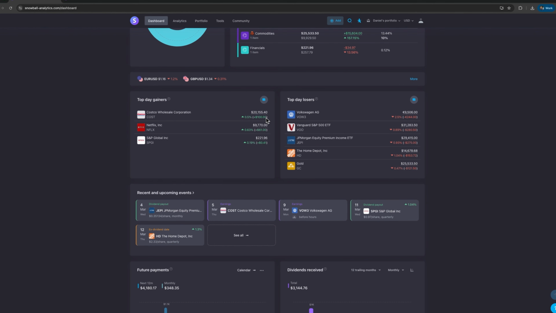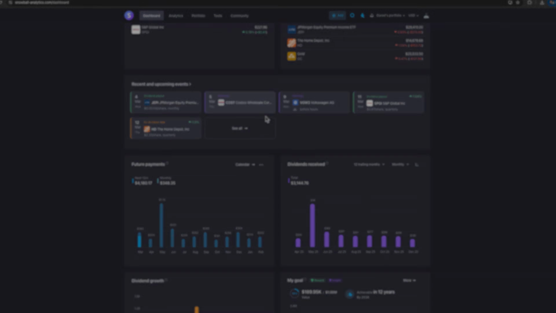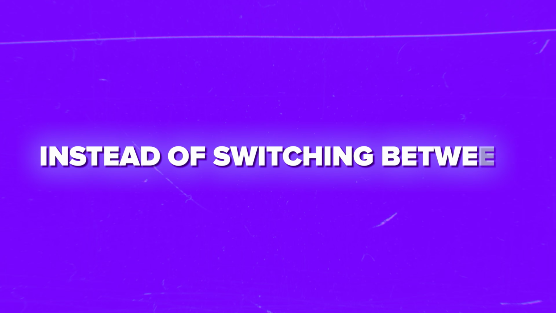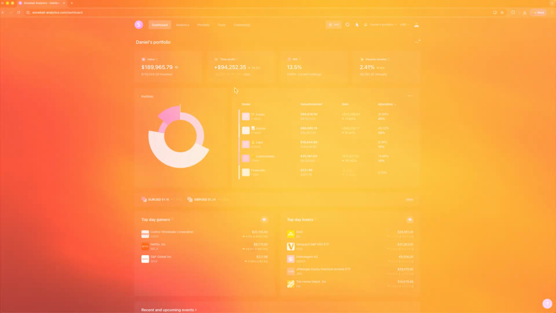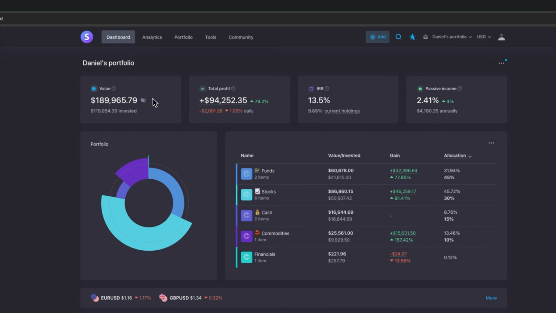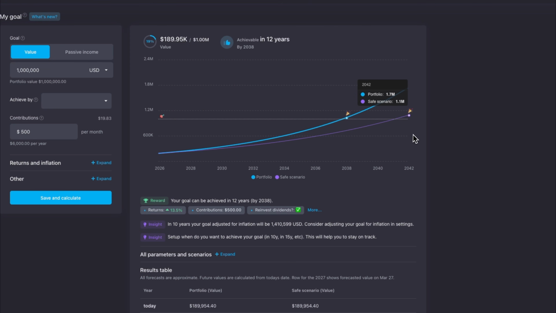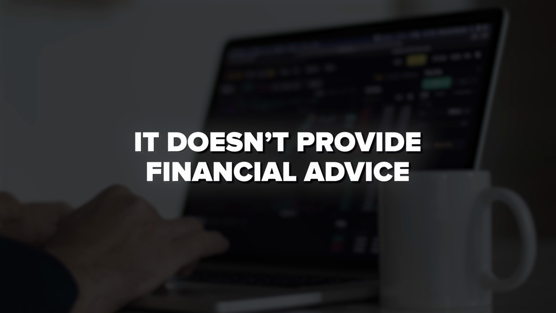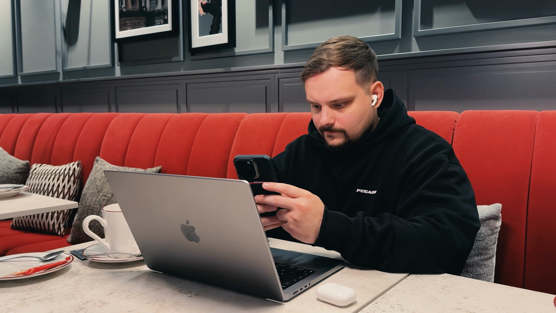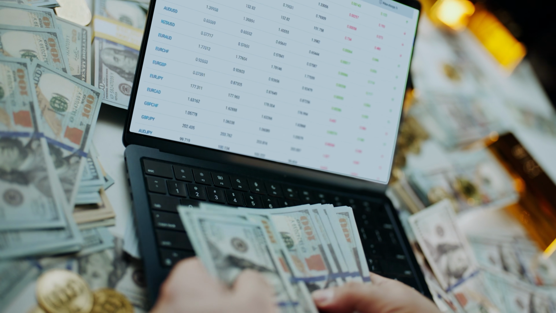Folks, before diving deeper, let's briefly clarify what Snowball Analytics actually is. It's an investment portfolio tracking and analytics platform designed to bring all your assets into one structured environment. Instead of switching between broker apps, spreadsheets, and scattered reports, the platform consolidates your investment data into a single dashboard. This makes it easier to see portfolio structure, track performance, and monitor income over time. Mates, it's important to note that Snowball Analytics is not a broker, and it doesn't provide financial advice. The platform focuses on organizing and visualizing portfolio data, so investors can analyze their investments with more clarity and control.